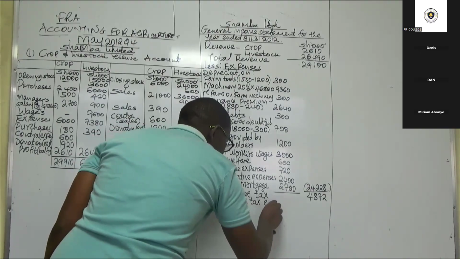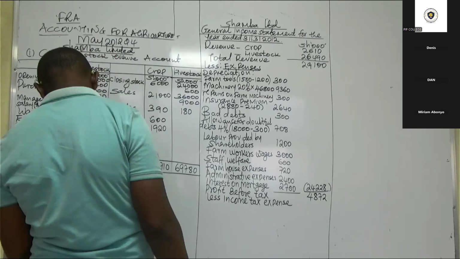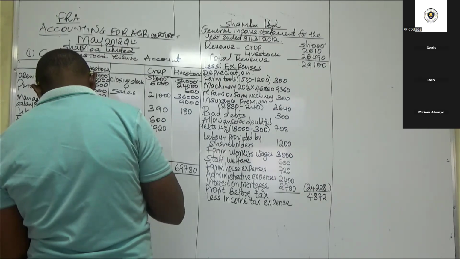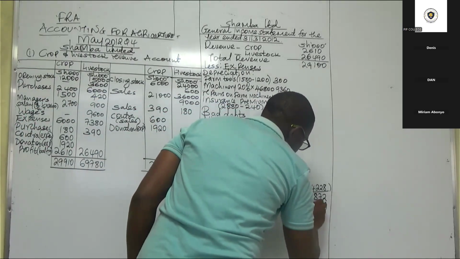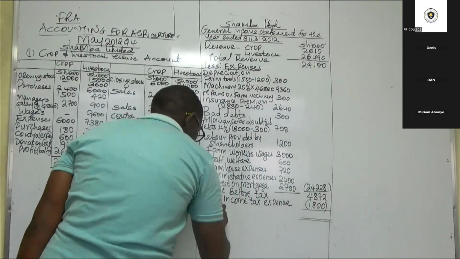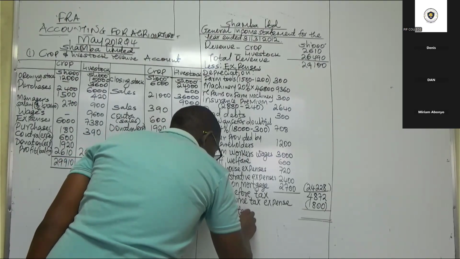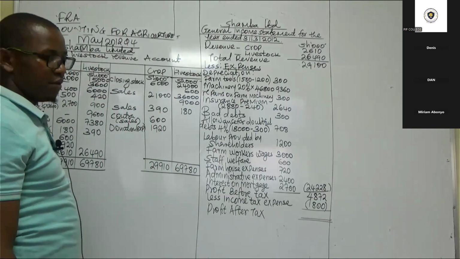Income tax expense, which is of how much? On additional information about what? Yeah, the last additional information, it was 1800. So what is our profit after tax? Profit after tax. The profit after tax.